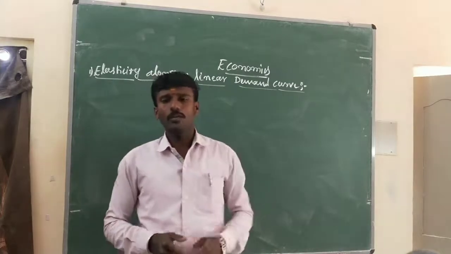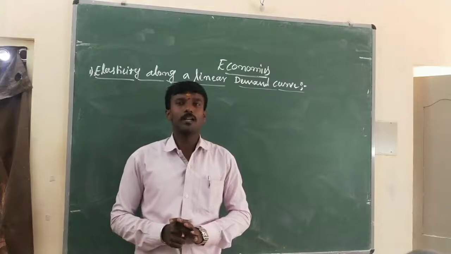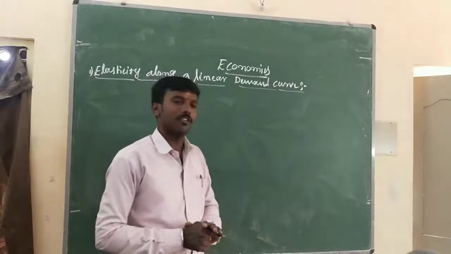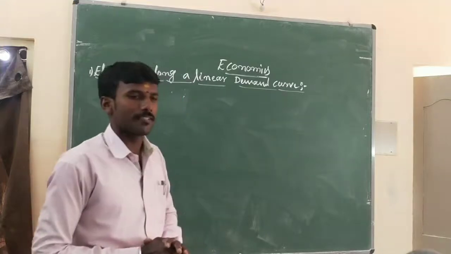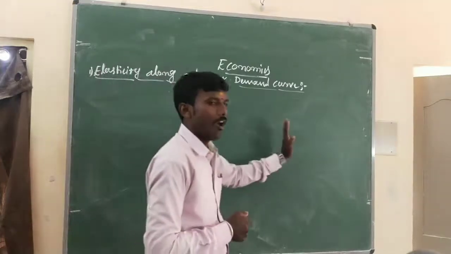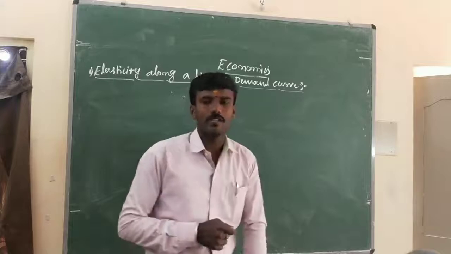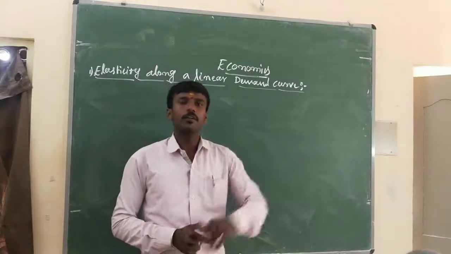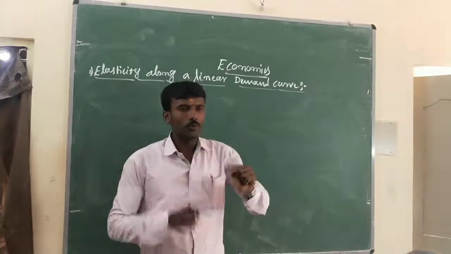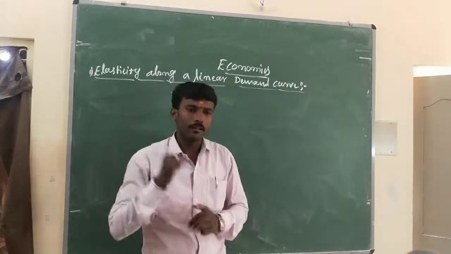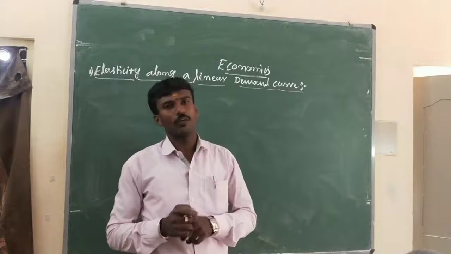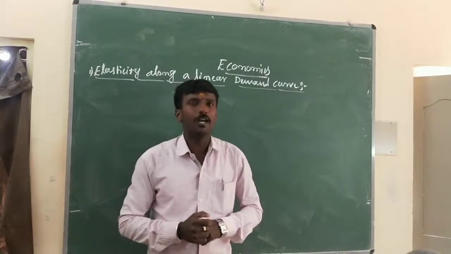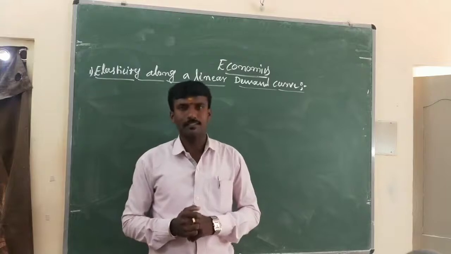And one more, the formula. Here the formula available for calculation of the PED or the price elasticity of demand: ED or PED equals delta Q by Q into P by delta P. Delta Q by Q into P by delta P. This is the formula to calculate the ED or PED, the price elasticity of demand, alva.